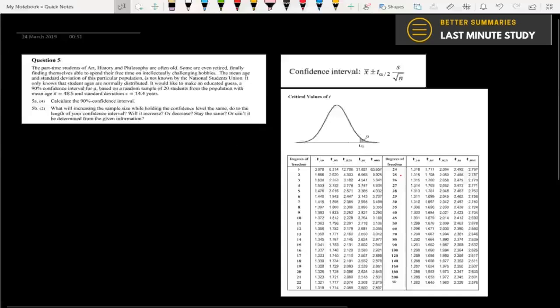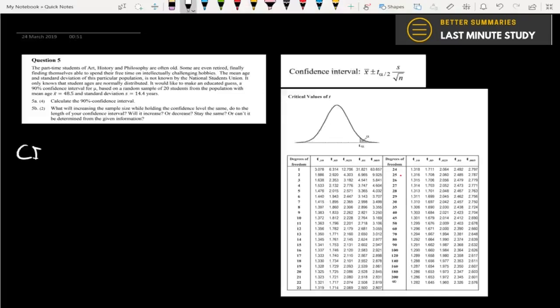Right, question 5. We've got a sample of 20 students. We've got a sample mean and a standard deviation. Of what? We care about the ages, so the mean age is what we in particular care about. We know that the student ages are normally distributed, so that's given to us in the question. They gave us some sample parameters. No population parameters are known. And they want us to calculate a 90% confidence interval.